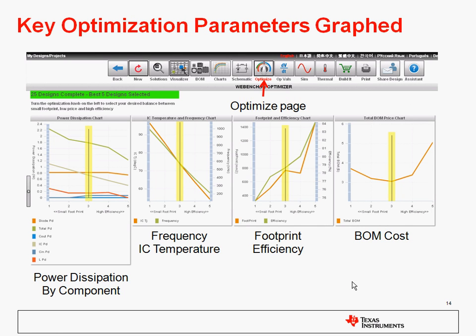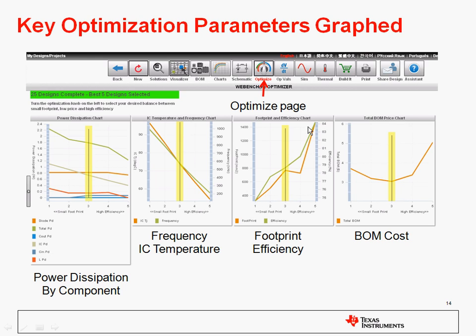If you click on the Optimize page here in WEBENCH, you can see graphs of everything we just talked about. On the left side, the x-axis of these graphs is the optimization setting for that knob. So optimization 1 being small footprint, optimization 5 being high efficiency. In this case, you see the power dissipation, and you can see it going down overall for the components as we go to these higher efficiency designs. You can see the green here is the switching frequency, and we're lowering that as we go to these higher optimization settings for high efficiency.